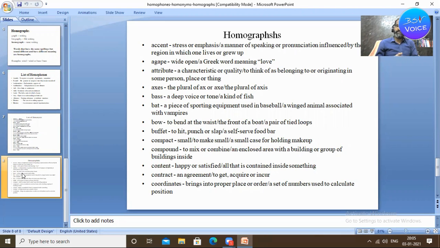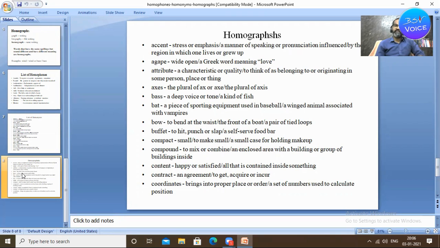Axes: you can see that the plural of axis is also axes. And bass. As I told you about homographs, the spellings are the same, but the pronunciation may be different, and the meaning must be different. So bass is a deep voice or tone. And bass is also a kind of fish.